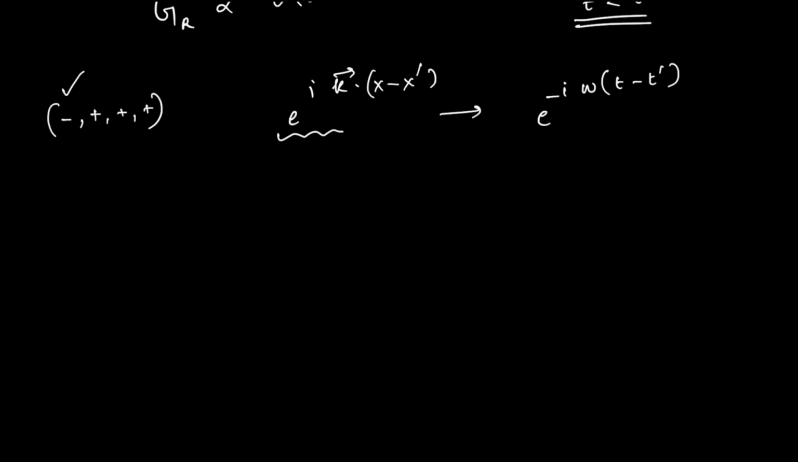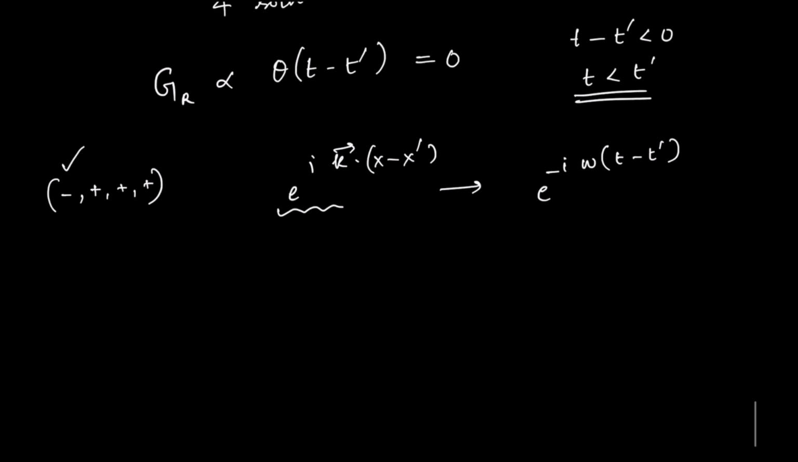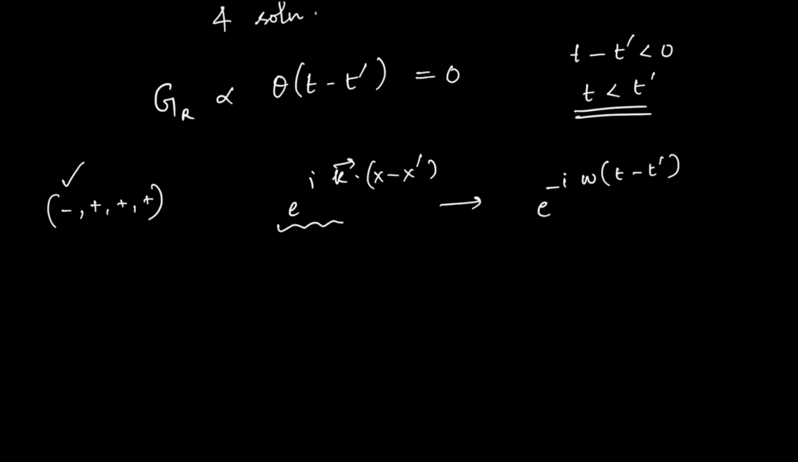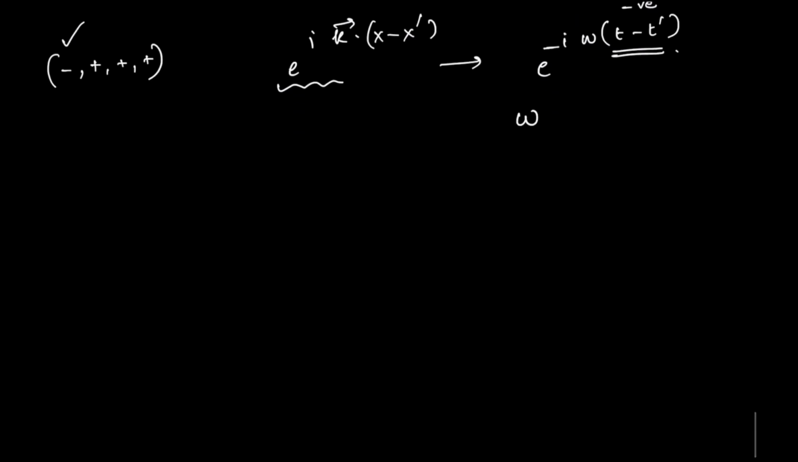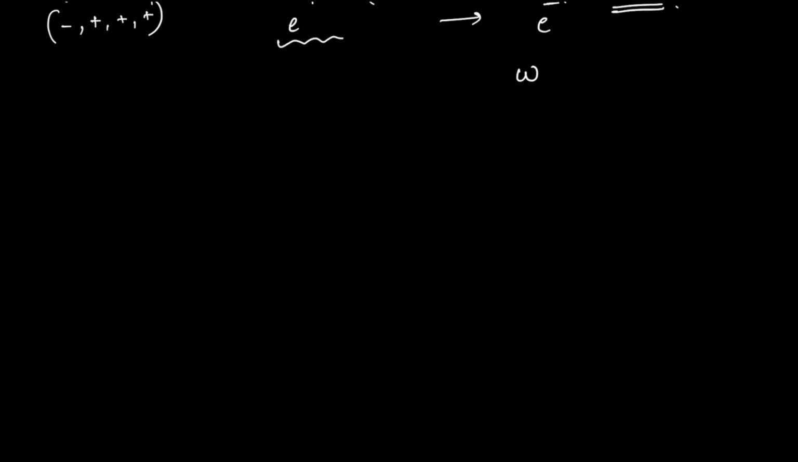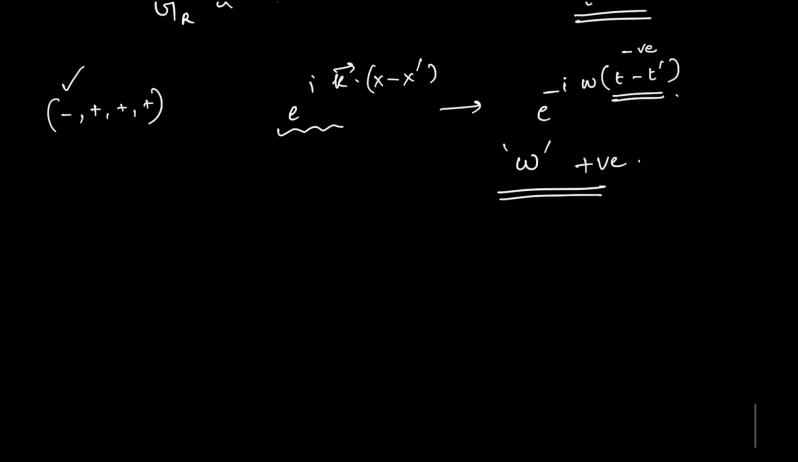Now here t minus t prime, for our retarded function, should be less than 0, which means t must be less than t prime. Therefore t minus t prime will be negative. So already there is a negative outside, and this quantity will also be negative. Negative and negative will be positive, which means omega has to be in the positive plane. So for exponential decay to happen, omega has to be positive. Only then will exponential decay happen.